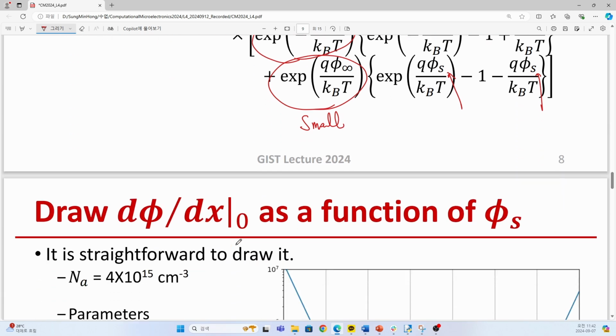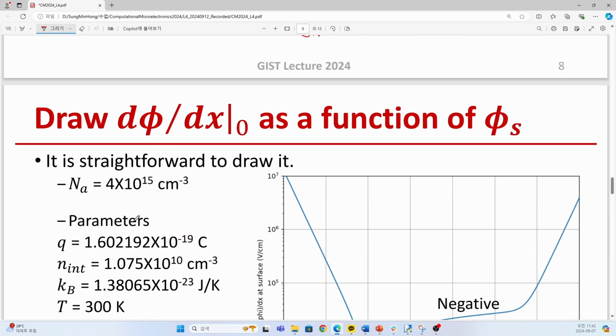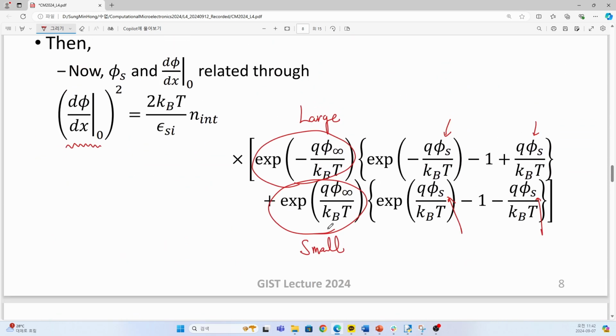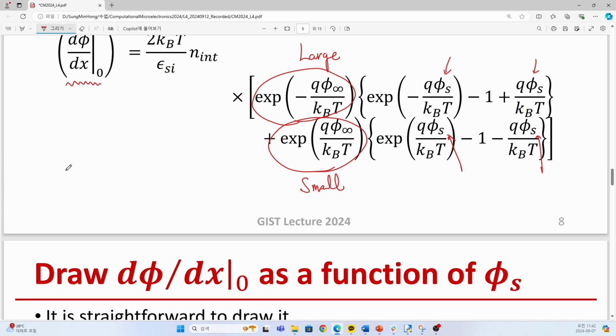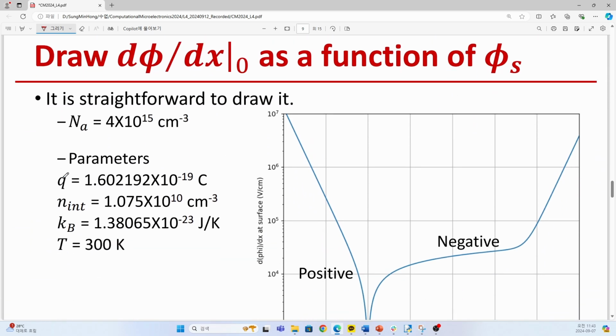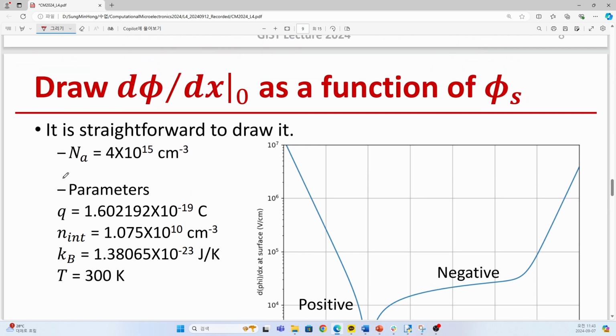So let's try to draw the surface gradient as a function of the surface potential, because the right hand side only contains phi s. So once we know the surface potential, calculation of this gradient is done immediately. So it is not that difficult to draw these graphs. So please try to do that.